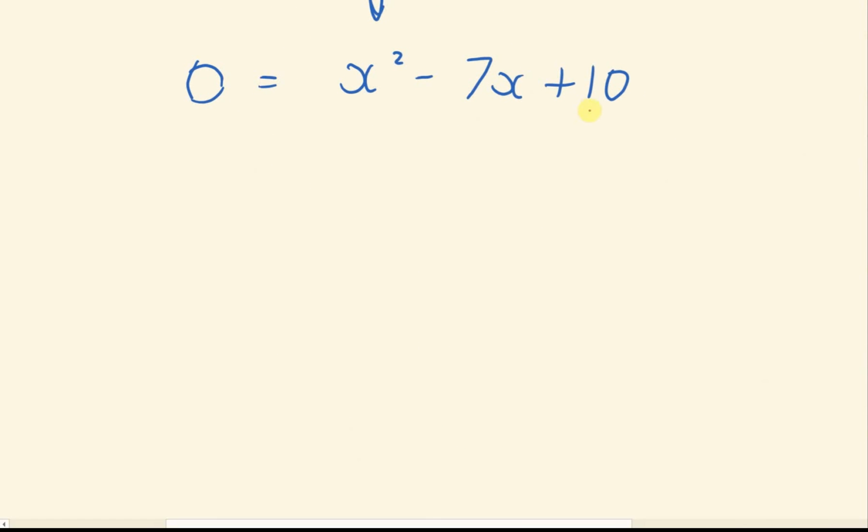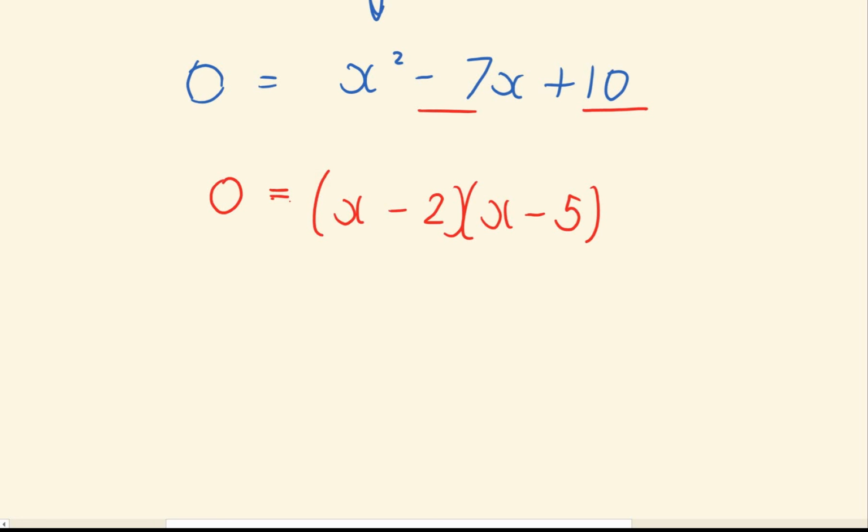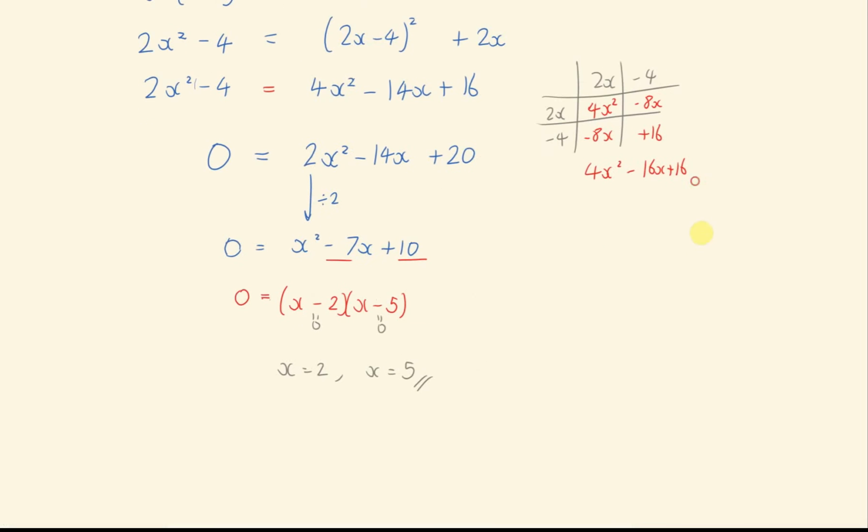So you want two numbers that times to give us plus 10 and add to give us minus 7. That is just minus 2 and minus 5. That equals 0. So we would therefore solve each bracket equal to 0, which gives me my two solutions. X is either 2 or x is 5. And then after all that work, we're finally done.